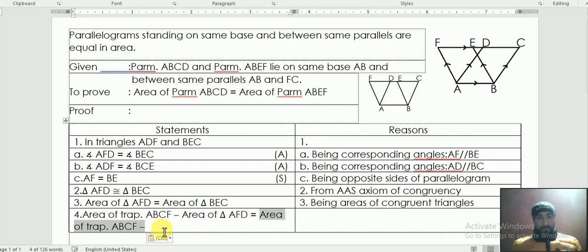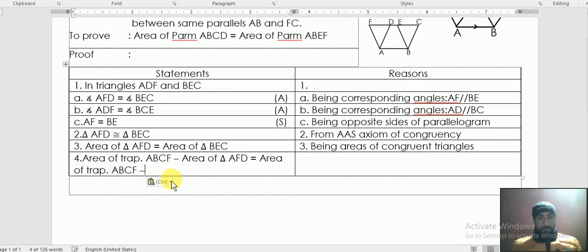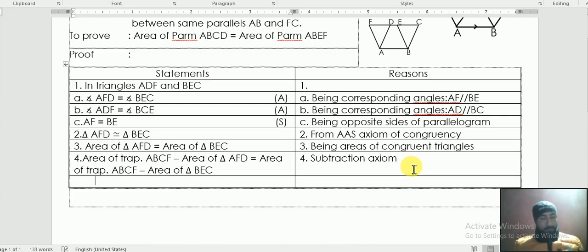is equal to area of trapezium ABCF minus area of triangle BEC. Here we have subtracted equal quantities from the same quantity, so we just write subtraction axiom. Just writing subtraction axiom is enough for this.